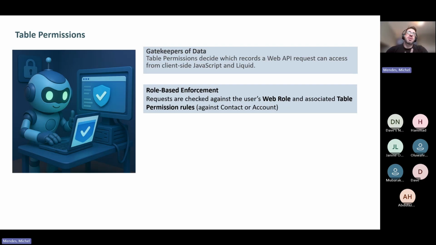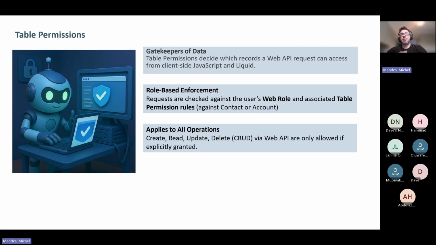All the table permissions are based on contacts or accounts. So basically, you can set up the table permissions to display records linked to the current contact that represents the current Power Pages user, or the account of that contact, which is the company linked to the user. And the table permissions will apply to all the operations: create, read, update, delete, whatever.